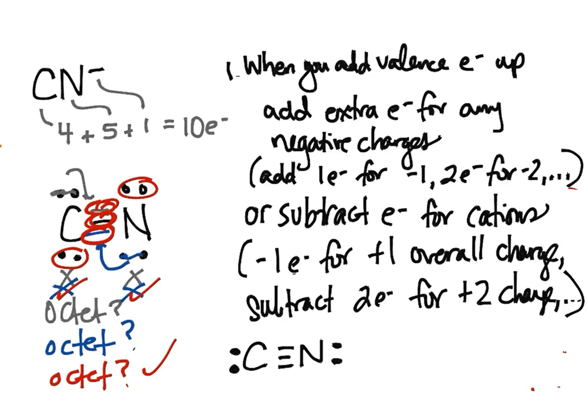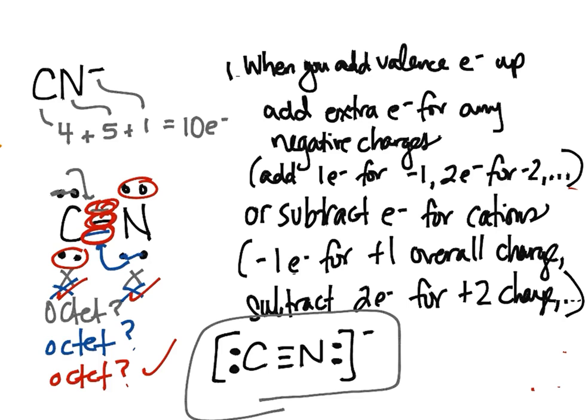Since this has an overall charge, we have to add brackets and a -1 charge to the outside. That's what you're going to forget. Your Lewis dot structure for a polyatomic ion always has to have brackets, and the overall charge is on the outside of the brackets. So don't forget that. That'll cost you some number of points if you don't have it.